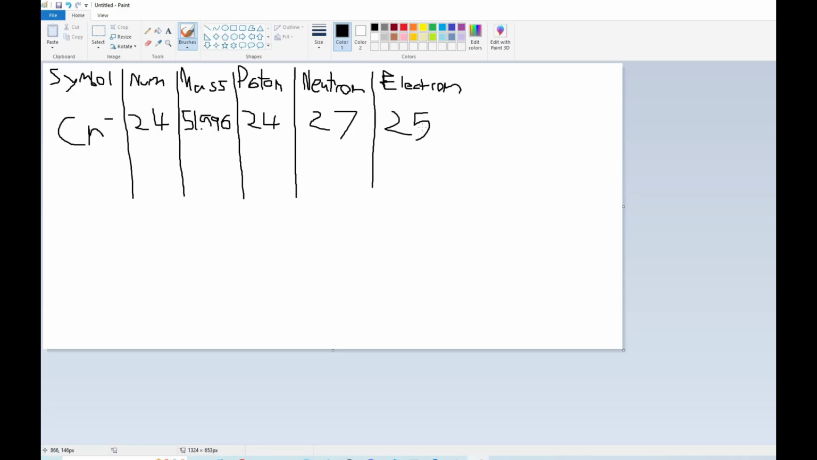And then subtract a charge for each electron that's added from the atomic number. No, subtract a charge for each electron added. Sorry, this is a bit confusing.